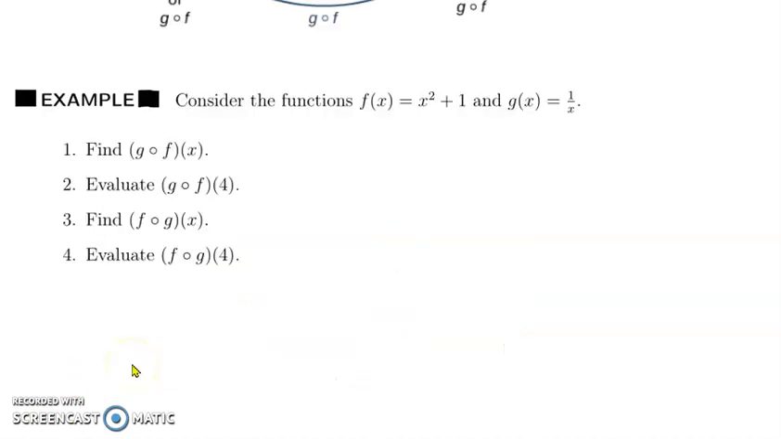Let us have this example. Consider the function f defined by f of x equals x squared plus 1, and consider a function g defined by g of x is equal to 1 over x. Then we have to find the image of x under this function g dot f.